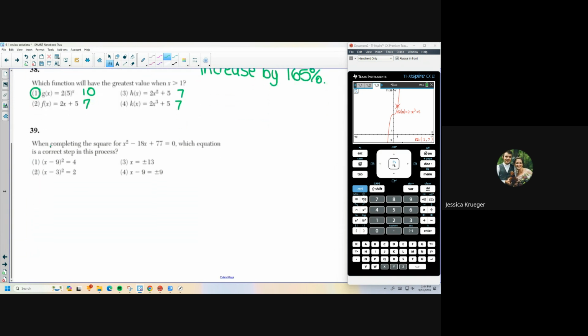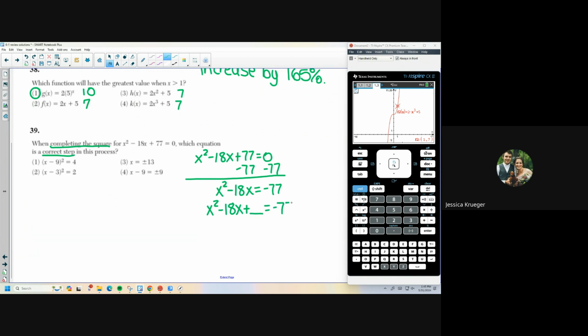39, when completing the square, which equation is a correct step? So I've got x squared minus 18x plus 77 equals 0. When I complete the square, my x's need to be on one side and my numbers need to be on the other. So I've got to subtract 77 from both sides. Then when we complete the square, this is the step everyone kind of forgets. They get stuck at this point. Remember, we need to add something.